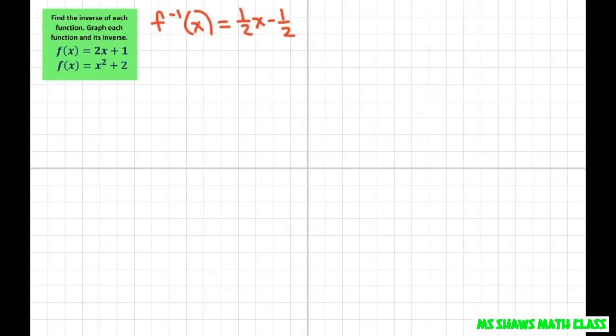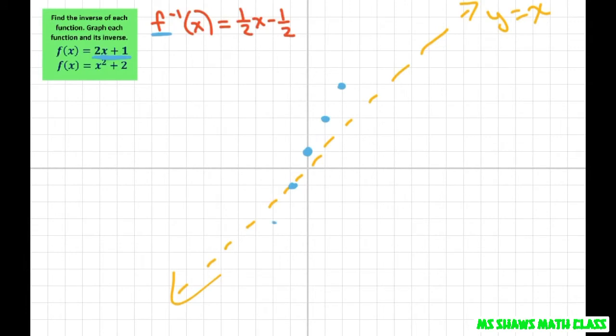So they want us to graph. So graph this one first, and there's the inverse. And remember, these should reflect over the y equals x line. I'm just going to sketch the y equals x. So for the first one, your y-intercept is 1, and your slope is 2. So go up 2 over 1, down 2 over 1.